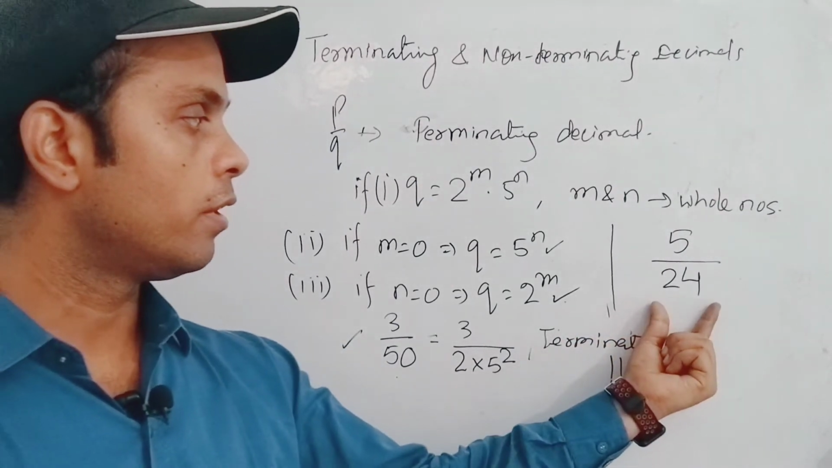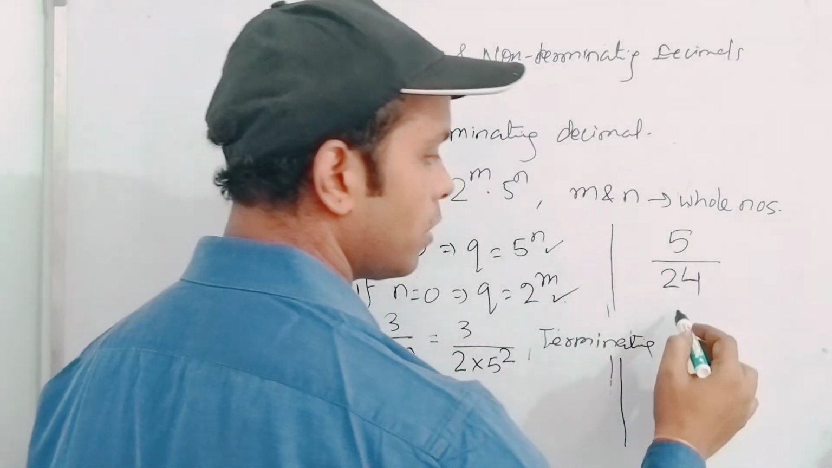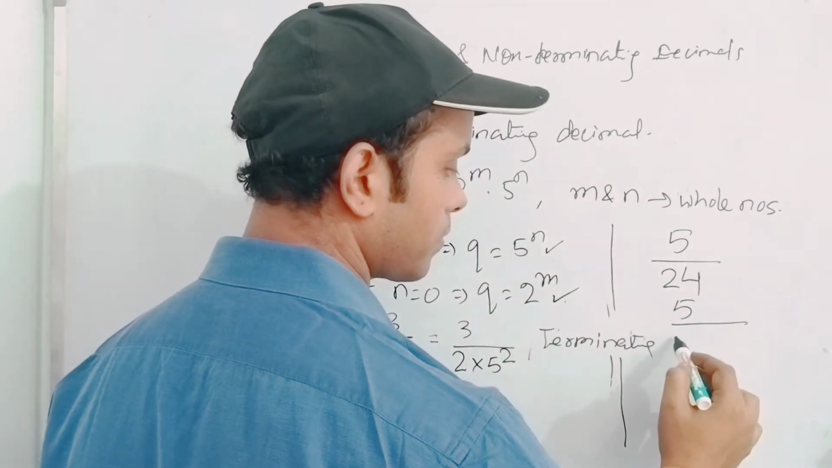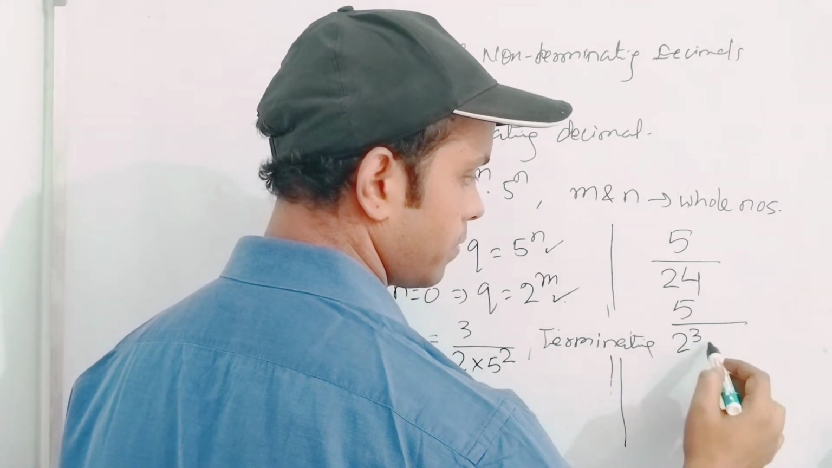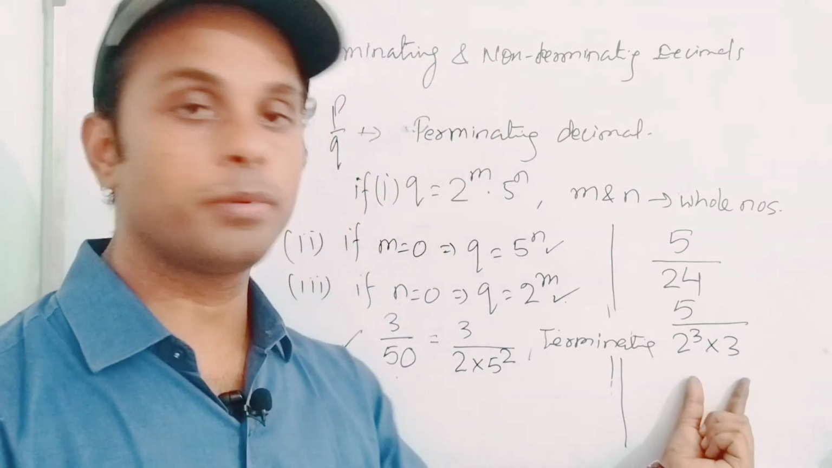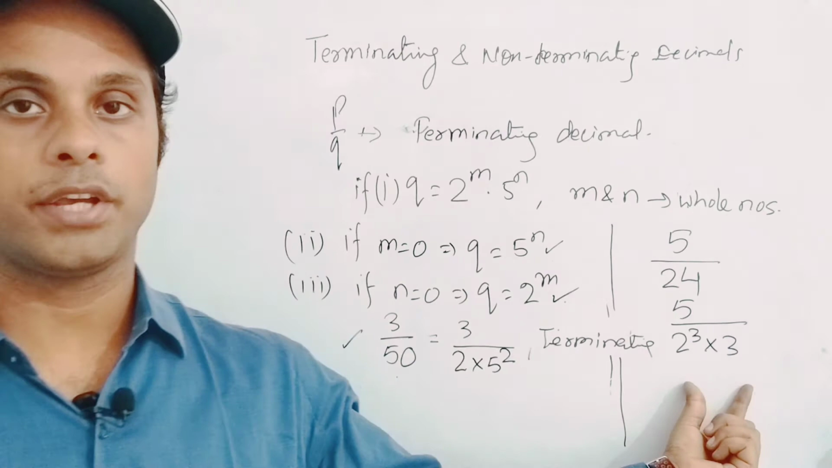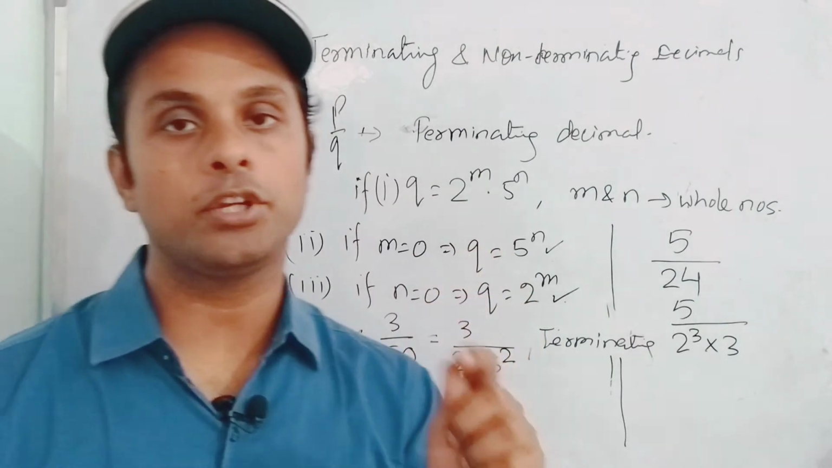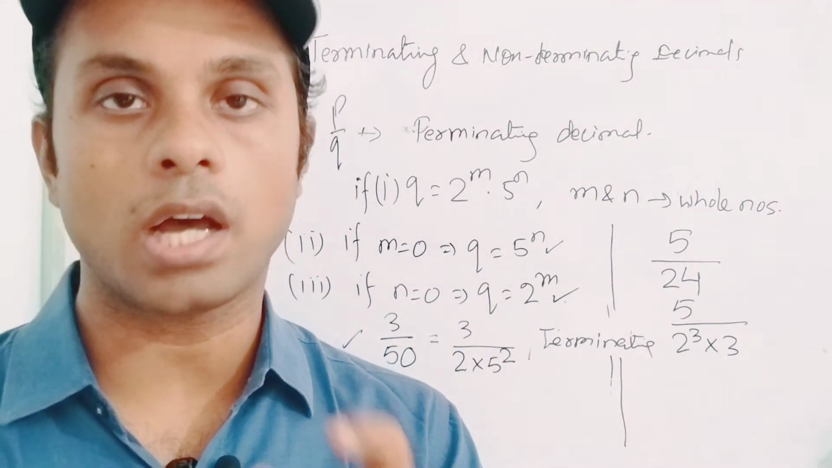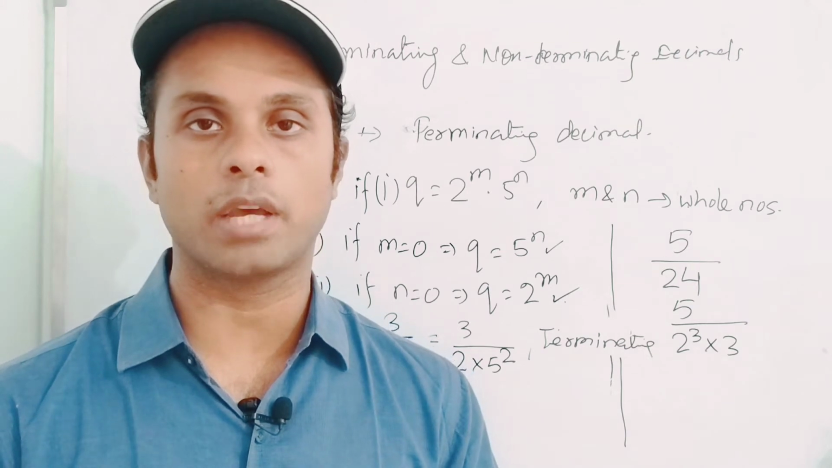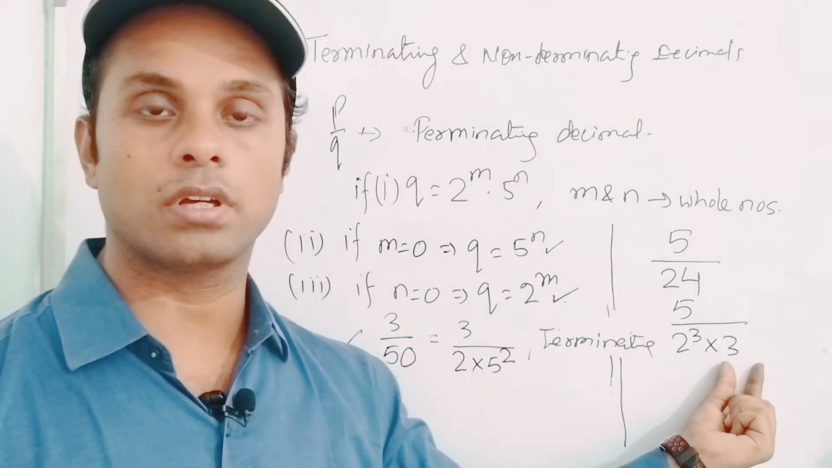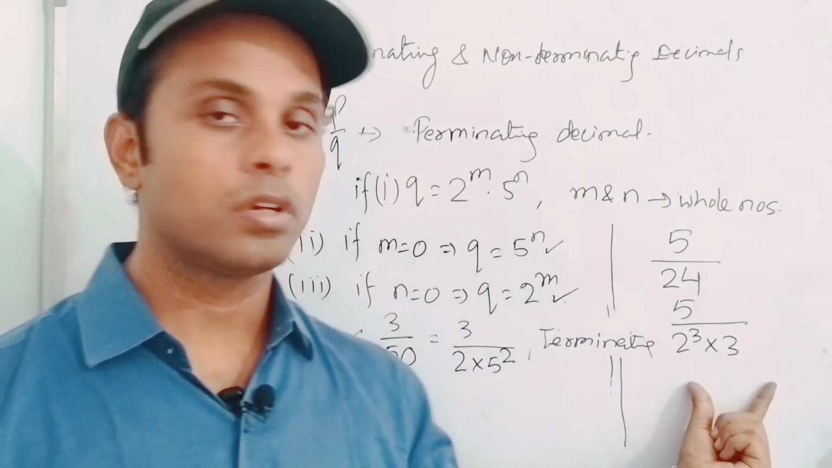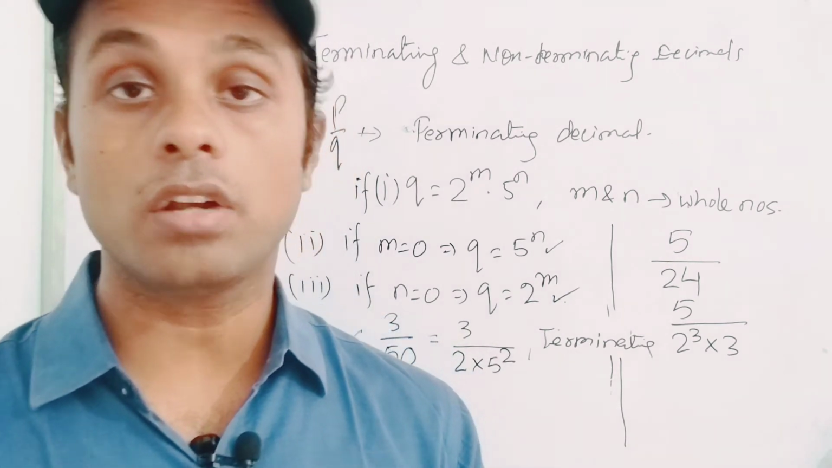Now you factorize 24, then you obtain 2 cube into 3. Now look, here what is the denominator? Is it in the form of this? No, since only 2 and 5 are the prime factors which are allowed for a fraction to be terminating. But here we have a prime factor 3 other than 2 and 5. So this is always non-terminating.